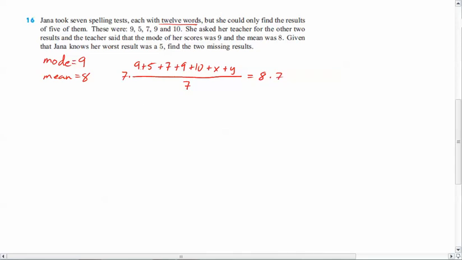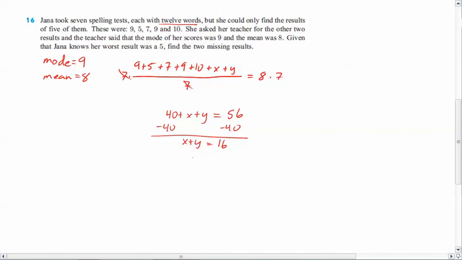And so I'm going to have 9 plus 5 is 14, plus 7 is 21, plus 9 is 30, plus 10 is 40. So I'm going to have 40 plus x plus y. The 7s will cancel out, leaving me with 56. I'll subtract 40 from each side. And so then I'll have x plus y equals 16. Now, at this point, at least I know what those two numbers need to add up to be.